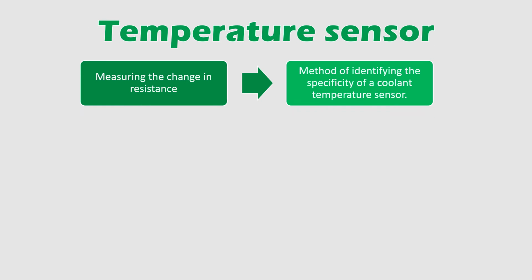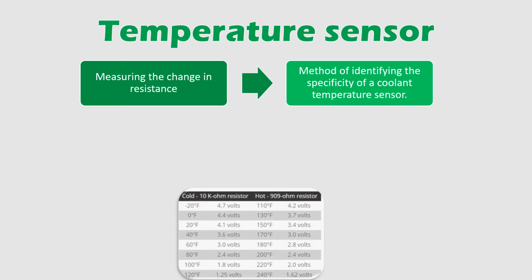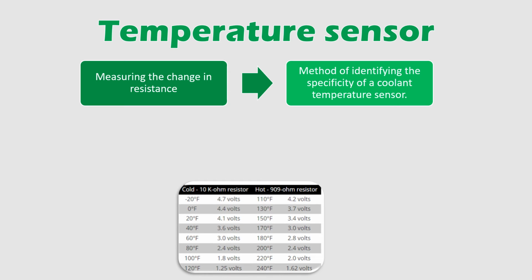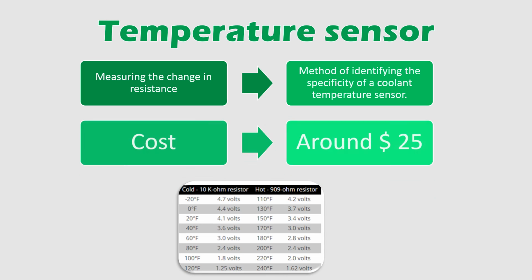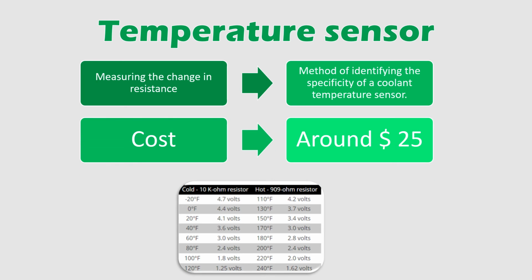Measuring the change in resistance is one method of identifying the specificity of a coolant temperature sensor. It is also possible to measure the voltage drop across sensor terminals while running the engine. As can be seen in the table, we can estimate the temperature through the voltage. Another important feature is the cost, which is around $25.